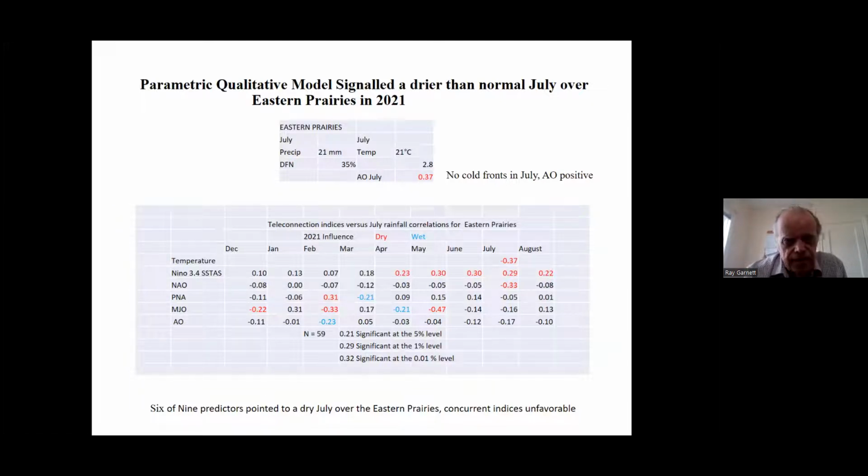These are the correlations. And these are Nino 3.4 sea surface temperatures, and they were all below normal last year. So the impact was that of dryness. These are other factors that contribute to dryness. So there's a number of predictors, just performing, in a sense, operational research with a parametric qualitative model that was signaling a very dry July over the eastern prairies in 2021.